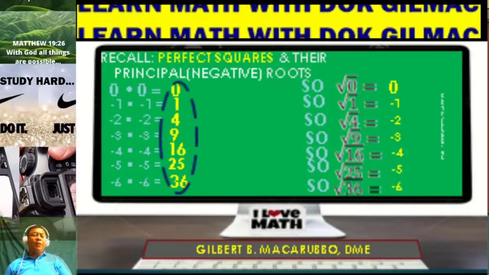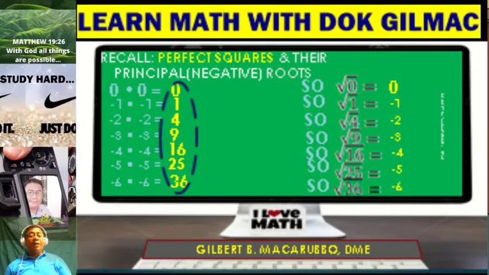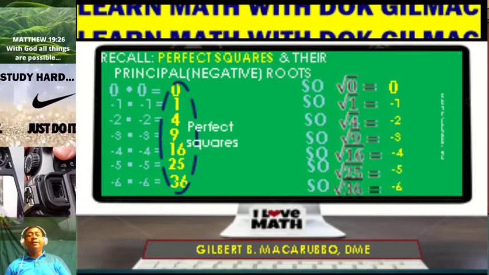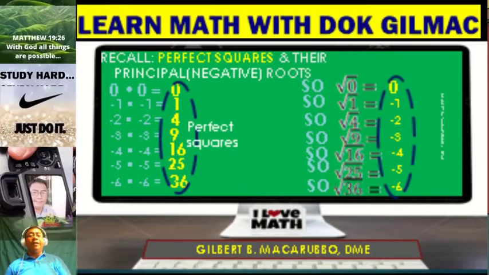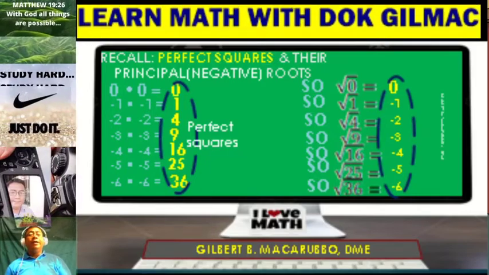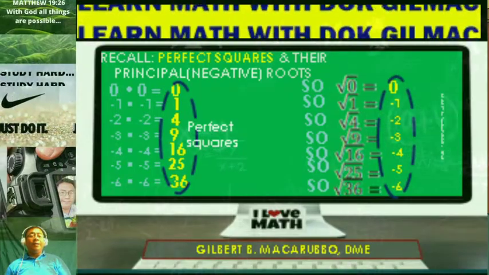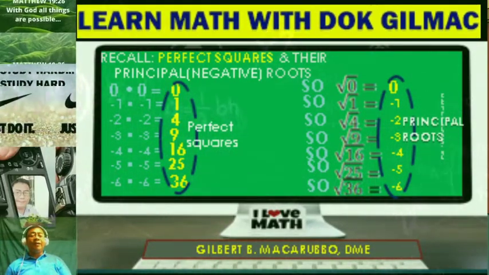From here, we have 0, 1, 4, 9, 16, 25, and 36 are all what we call perfect squares, while 0, negative 1, negative 2, negative 3, negative 4, negative 5, and negative 6 are all principal negative roots. Take note of that.